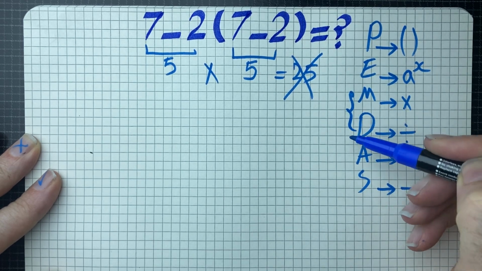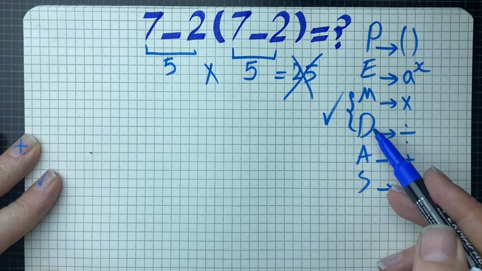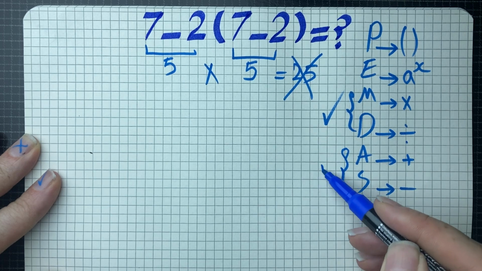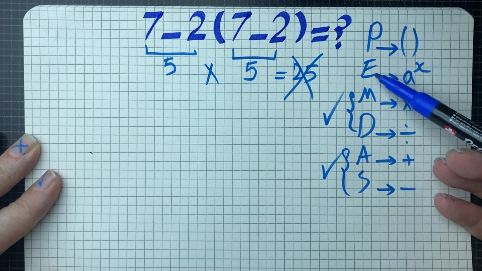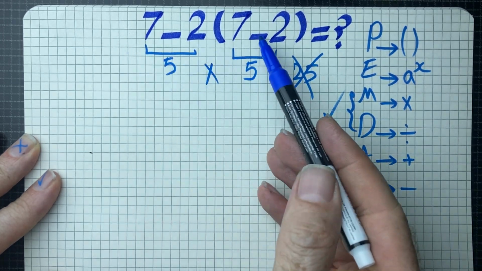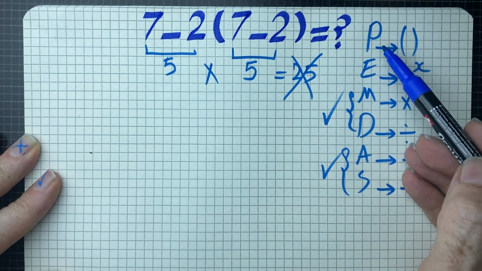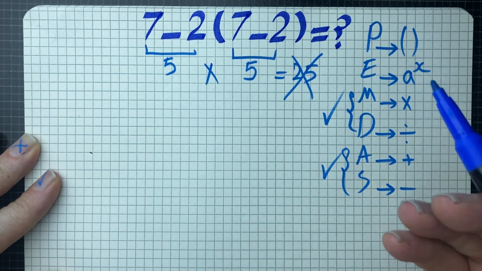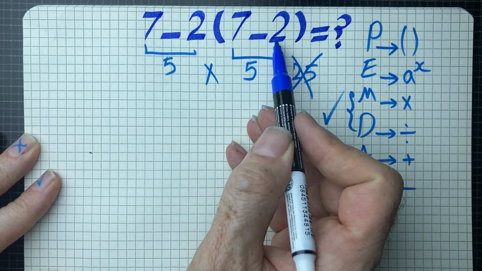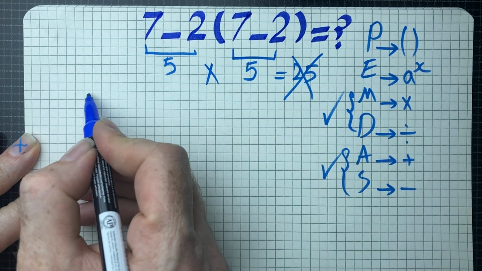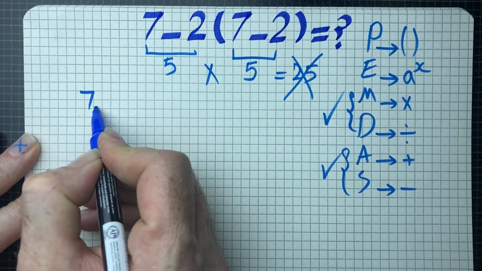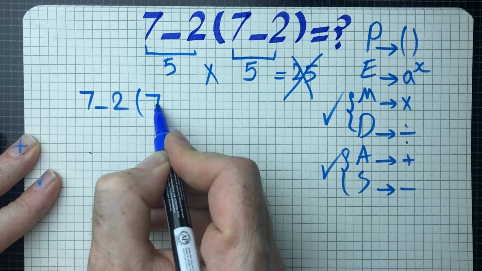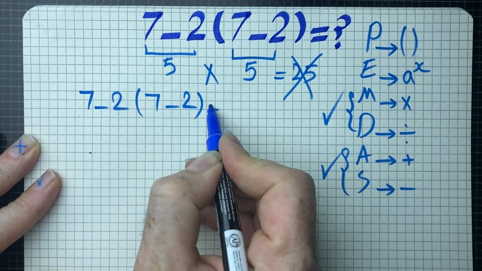Remember, multiplication and division share same level, also addition and subtraction. Now we are going to follow this PEMDAS to solve this question. First, let's start with parentheses. So I do operation inside the parentheses, but before that, let me write the question. 7 minus 2 times 7 minus 2, right?